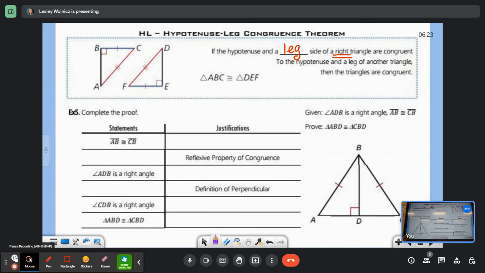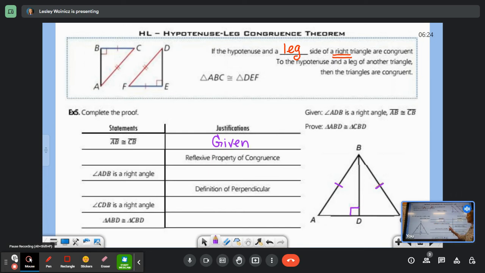All right, so we have to prove that triangle ABD is congruent to triangle CBD. All right, we can do that. They're telling us that angle ADB is a right angle, and that AB is congruent to CB. Got it. AB congruent to CB was just given to us.